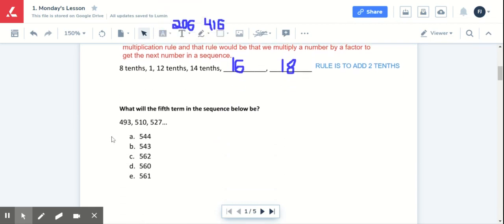Moving on to number 5. What will the fifth term in the sequence below be? We have 493, 510, and 527. So we know that the first thing that we're going to do by looking at this number pattern is notice if our numbers are increasing or decreasing. Here, our numbers are increasing, so we know that it'll be an addition or multiplication rule.